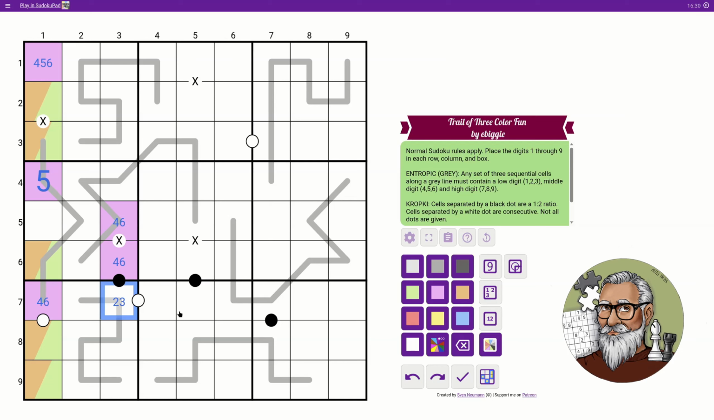Whatever it is, this is the low digit. No, that's not true. Well, what's wrong with me? This is 2, 3, or 8. That didn't really help, did it? 2, 3, or 8.